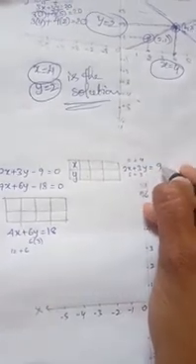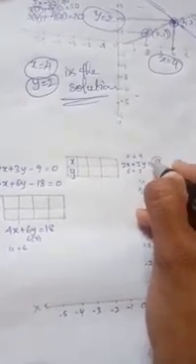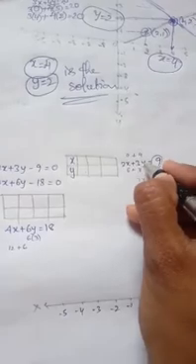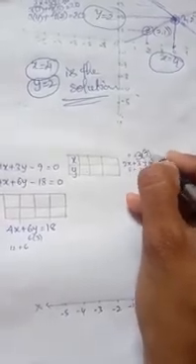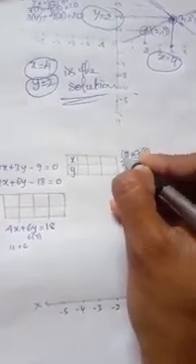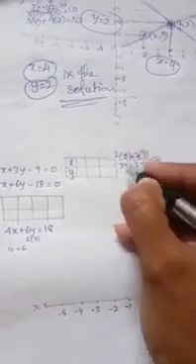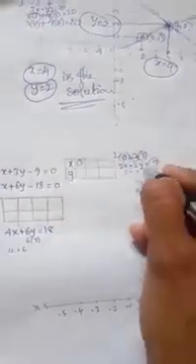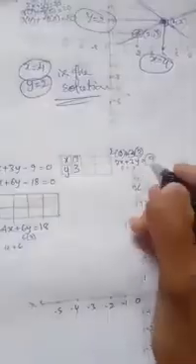2x plus 3y is equal to 9. 9 is a multiple of 3. Therefore, 3 times 3 is 9, plus 0 means 2 times 0 is 0. Therefore, the value of x is 0. The value of y is 3. 0 plus 9 is equal to 9.